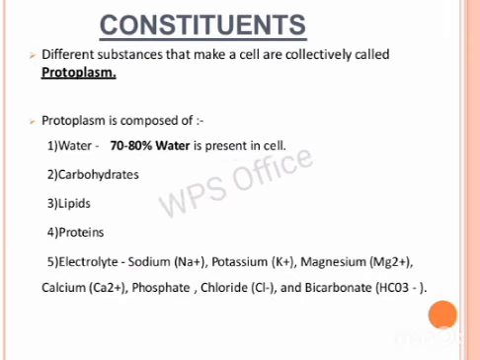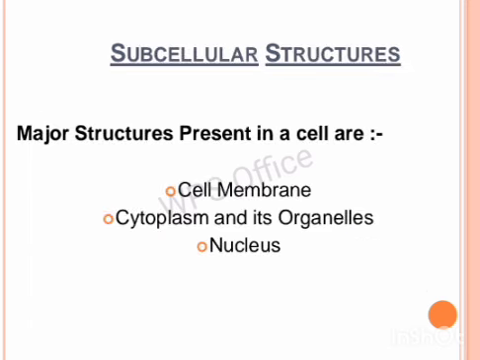Here are some constituents of the cell. Constituent means, in Bengali, উপাদান. We can see a substance like protoplasm is present in the cell. Protoplasm is composed of 70 to 80% water. There are major structures in the cell: the cell membrane, cytoplasm, its organelles and the nucleus.